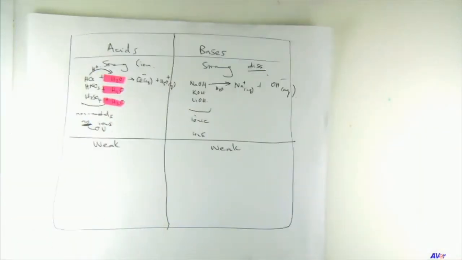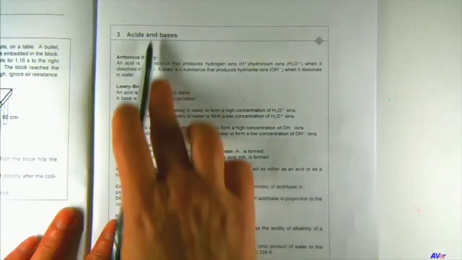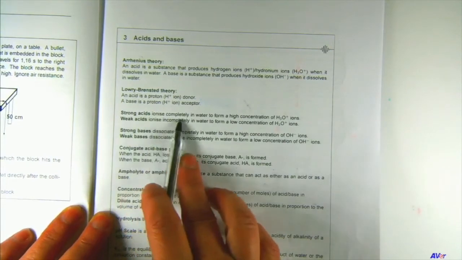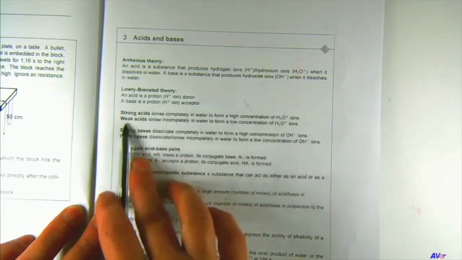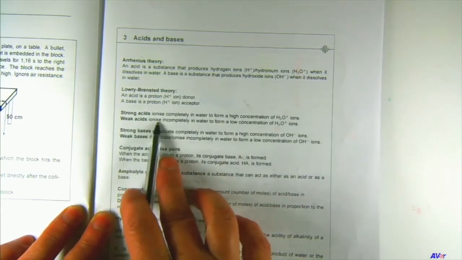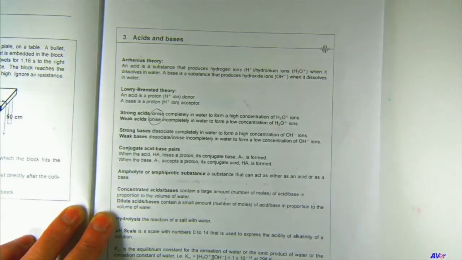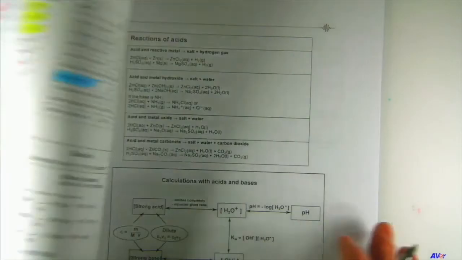So that's why, if you turn back to page 19, there with the definitions we said, strong acids ionize completely in water to form high concentrations of H3O+. Weak acids ionize incompletely. So the word ionize there, because now I'm going to form ions. There were no ions present before.